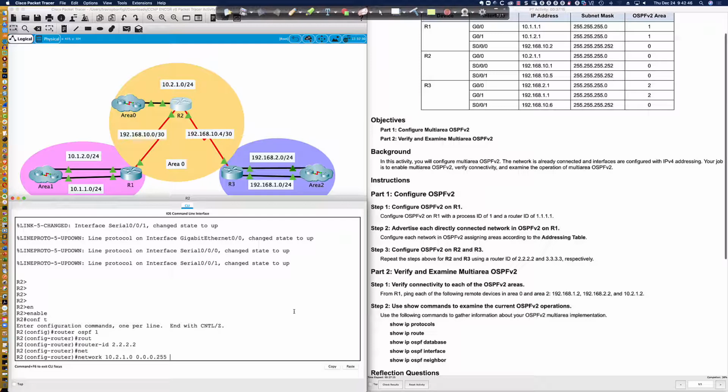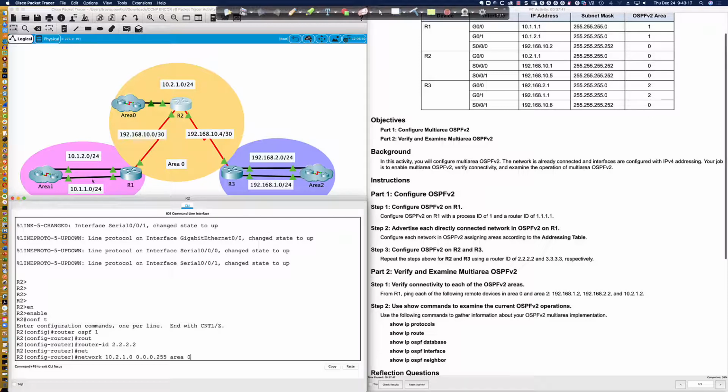And it is area, okay, everybody here is in area 0. So all the interfaces on router 2 are in area 0. That makes router 2, you'll sometimes hear it referred to as an internal router because all of its interfaces are in the same area. Now, you might also hear it referred to as a backbone router. Remember, area 0 is considered the backbone.